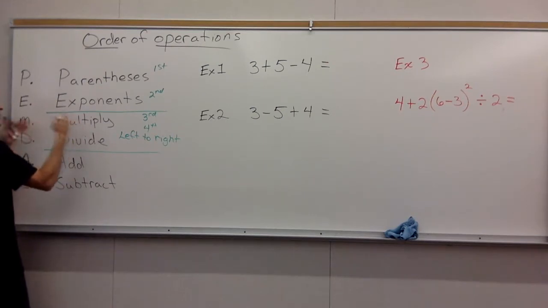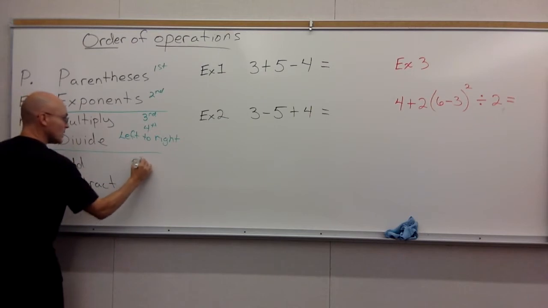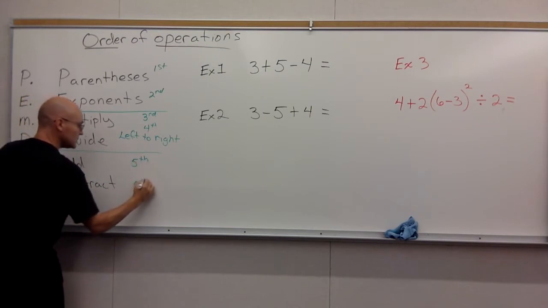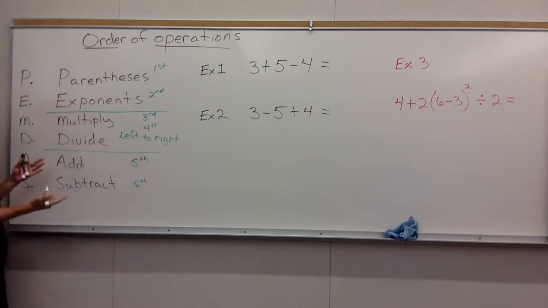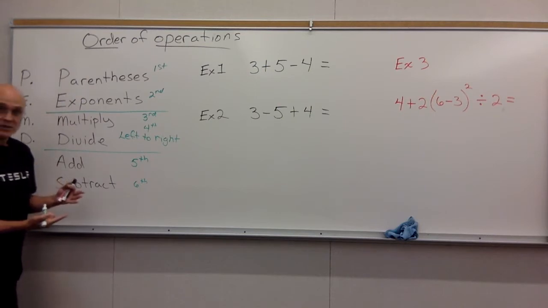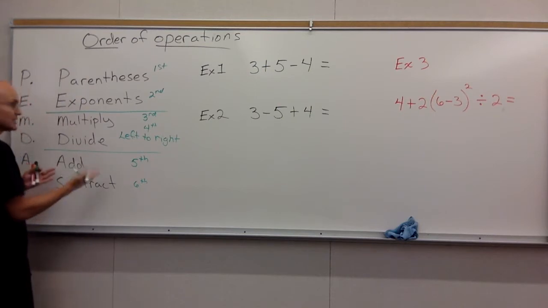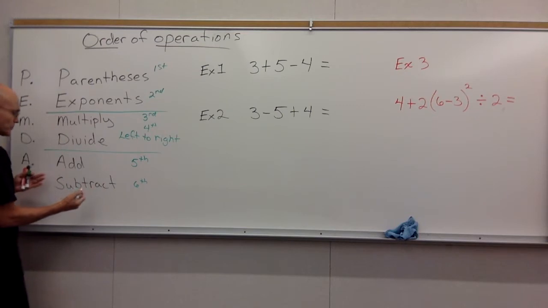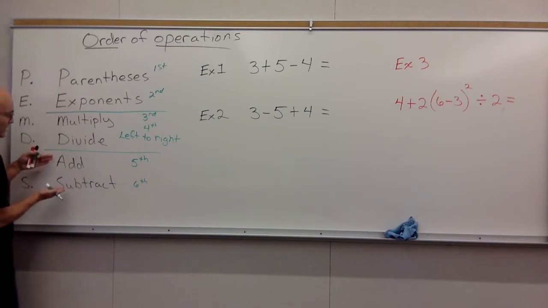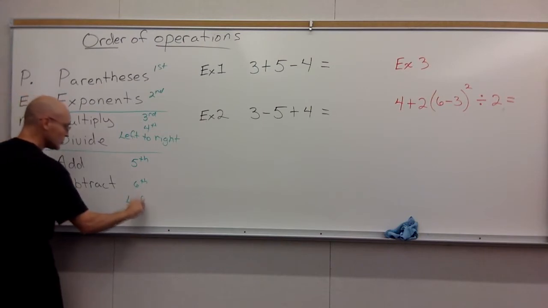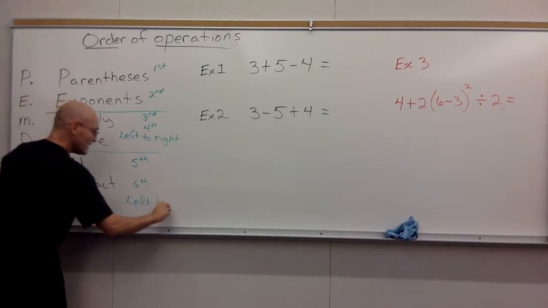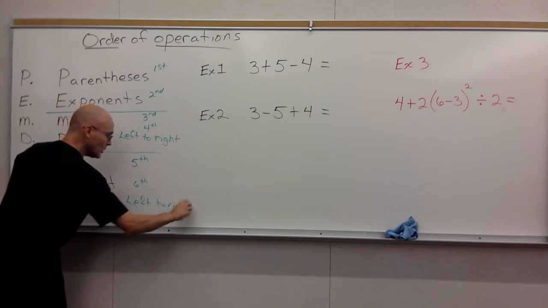But multiply and divide will always be more important to do than add or subtract, which is always done last. And that's something that really confuses kids because they always want to add first as soon as they see add. So, what happens if add and subtract are side by side? Well, once again, you need to go left to right. So let me explain that over here on example 1 and 2.